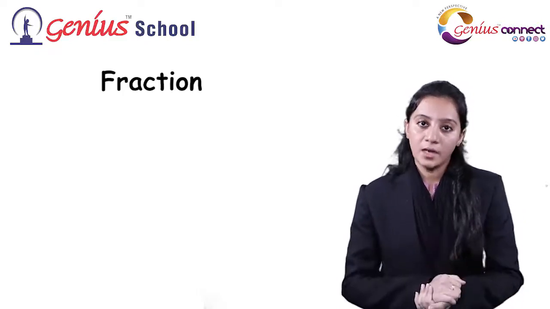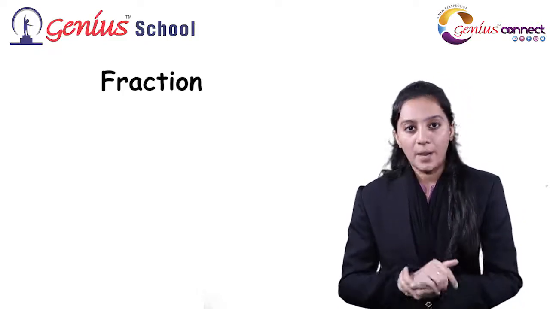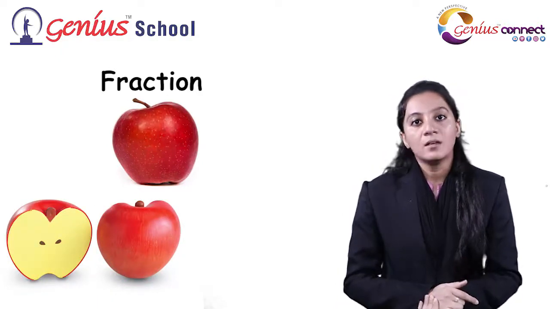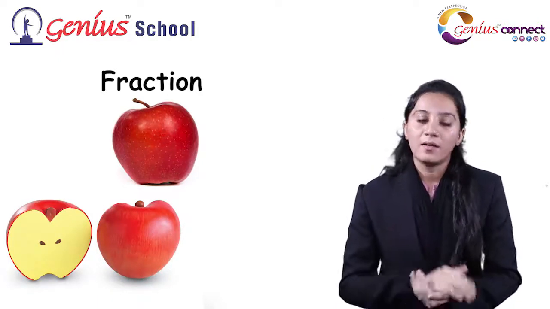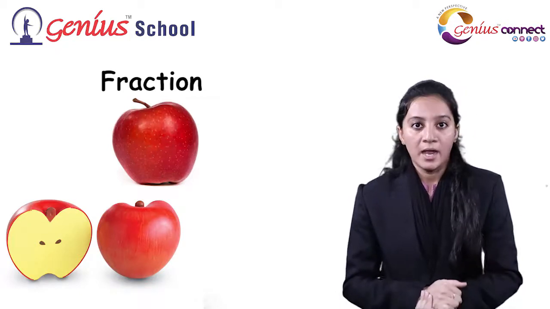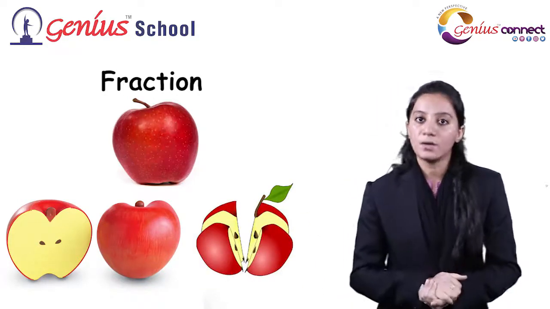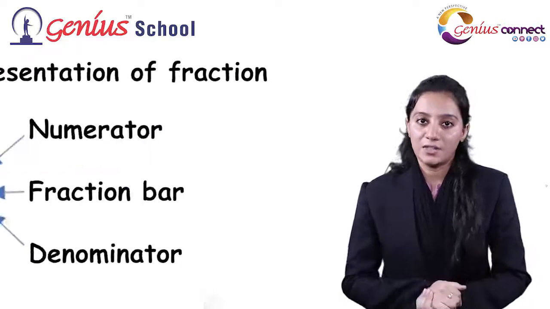In another example, I have one apple and my brother and I are sharing it equally, so I divide it into equal parts. That is 1/2. In a third example, we are 4 siblings and want to divide it equally. So what will we do? We will divide it into 4 equal parts. That is 1/4.